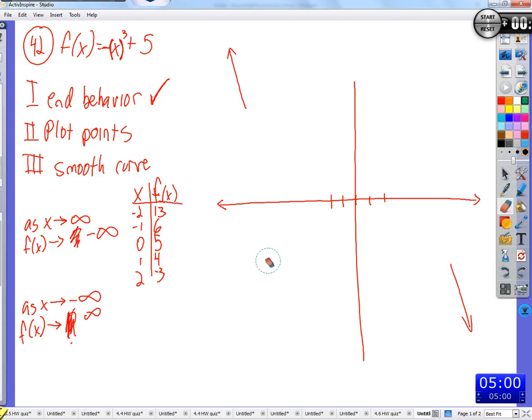So we use synthetic substitution to find these 5 points. Negative 2 comma 13, negative 1 comma 6, 0 comma 5, 1 comma 4, 2 comma negative 3. Negative 2, negative 1, 6, 1, 4, and 2, negative 3.